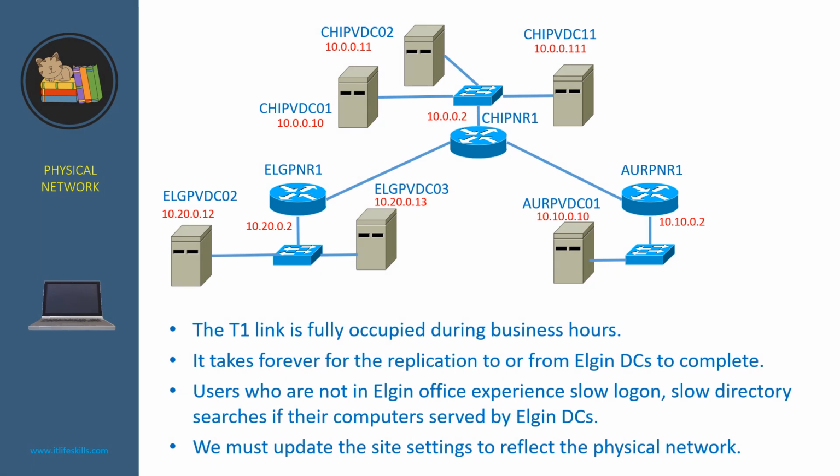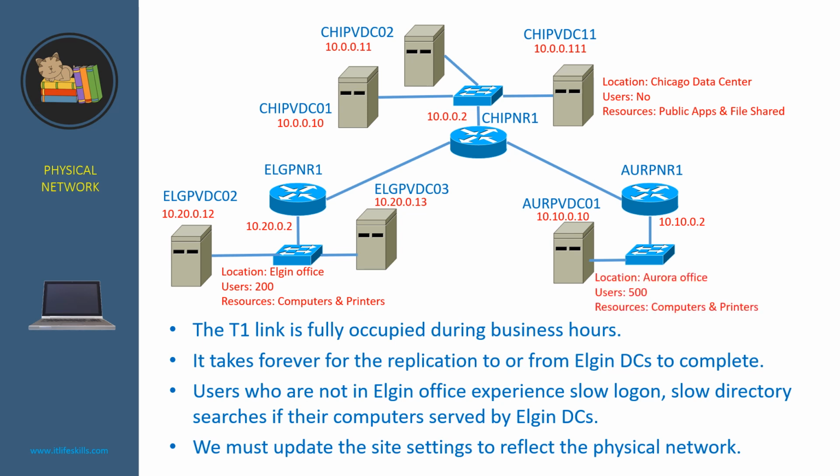To understand the impact of the current site settings, we must analyze the physical network. Here is the physical network of our AD forest, where we have Chicago as the data center and it hosts public apps and file share. There are no users in Chicago. Elgin is an office that has 200 users and it has computers and printers. Aurora is another office that has 500 users and it has computers and printers.